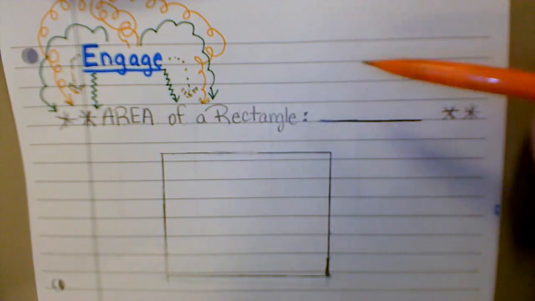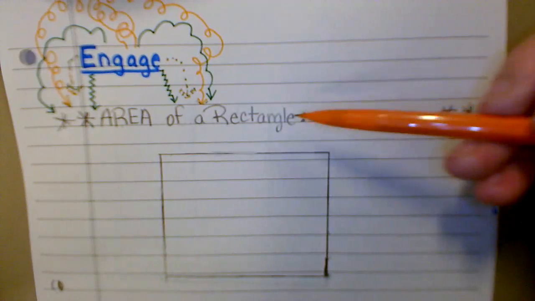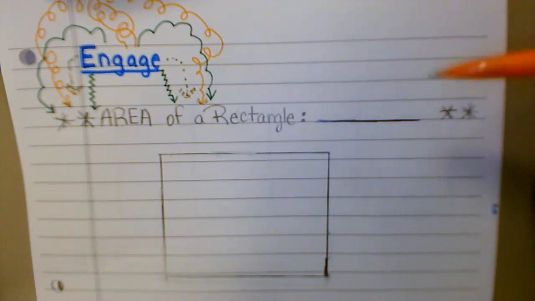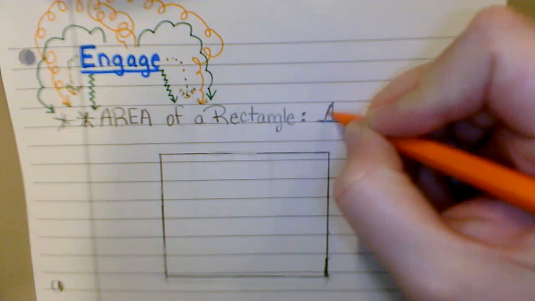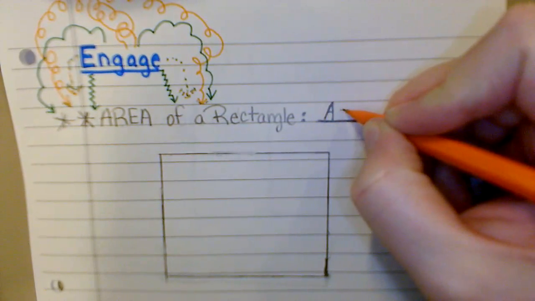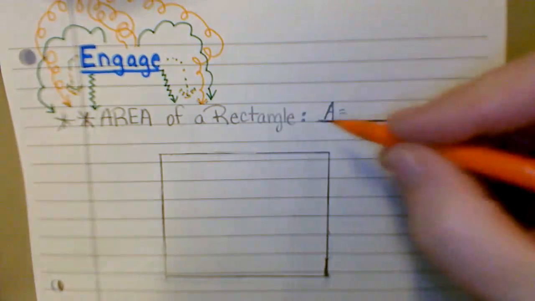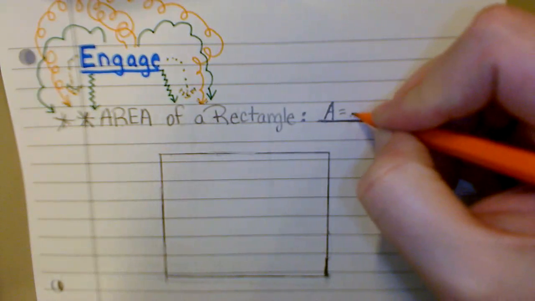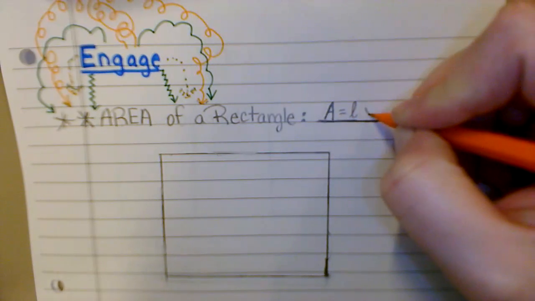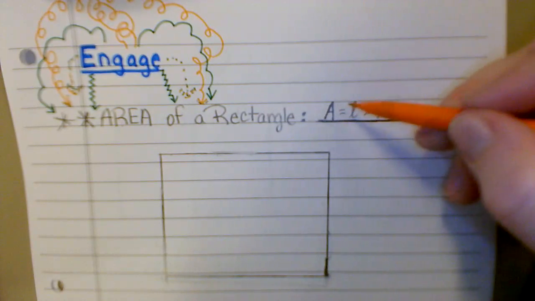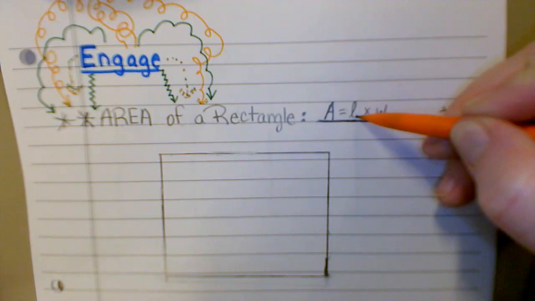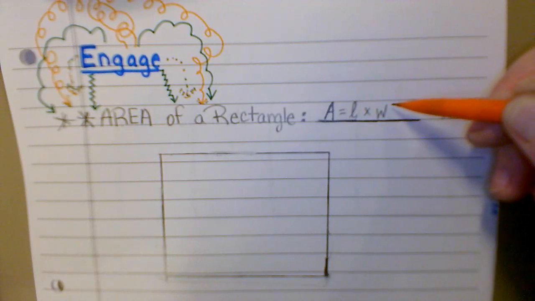To begin, we are going to review the area of rectangles and how we find them. I would stop in class right now and ask you, how do you find the area of a rectangle? And somebody would tell me, or I would show you the poster on the wall where it says A equals, A stands for area, and then it says length times width. So area is equal to the length times the width of the rectangle.